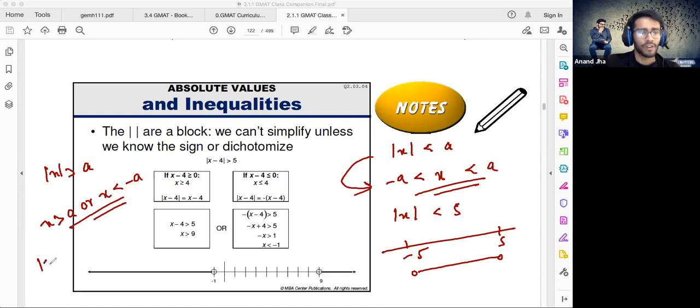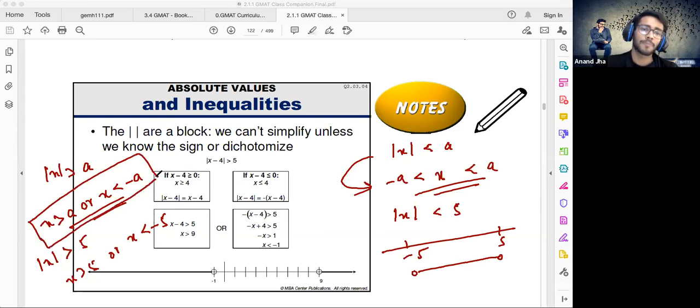How come? Always take a number and check. Mod x greater than 5. When will it be greater than 5? When x greater than 5. If I take 6, of course 6 is more than 5. If I take 7, or x less than minus 5. Why? Take any number less than minus 5, minus 7. What is mod of minus 7? 7. 7 is greater than my 5. That's why. Remember this. These two rules are very, very important in inequalities and modulus. 100% 1 to 2 questions will be there in this. Write it down somewhere.